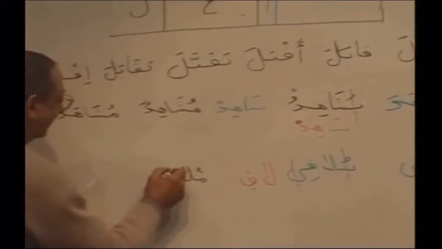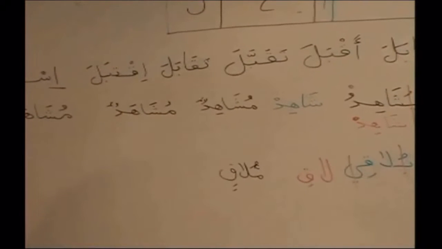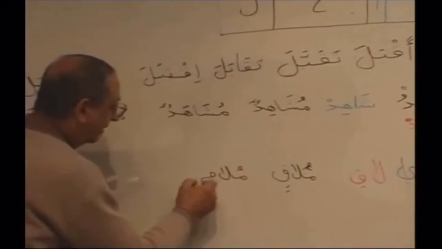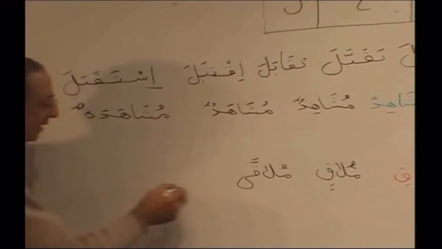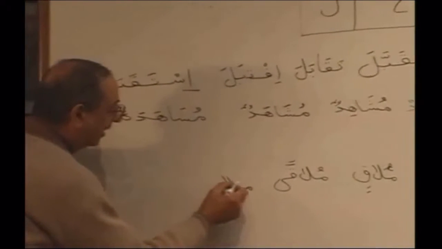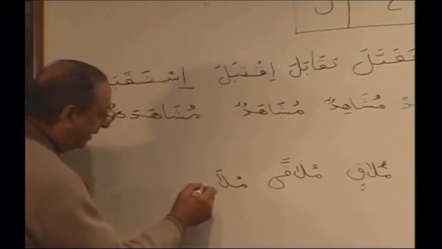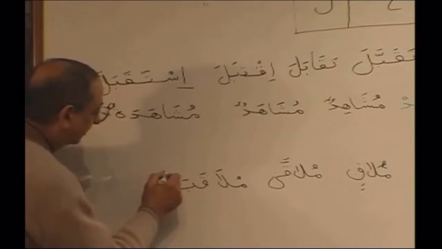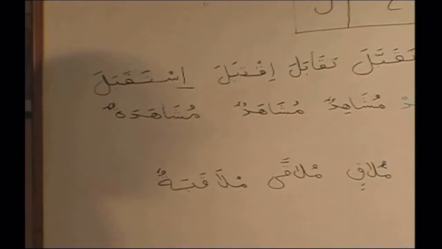Mulakin. Mulakin. Al-mulaqi. Ya will come out. And then mulakan. Like that. Now make masdar on the pattern of mufa'alatun. Let us make it straight away. Mulakayatun. This is your original masdar.